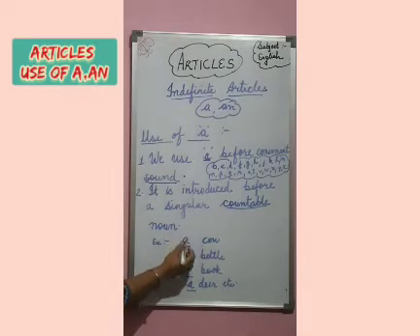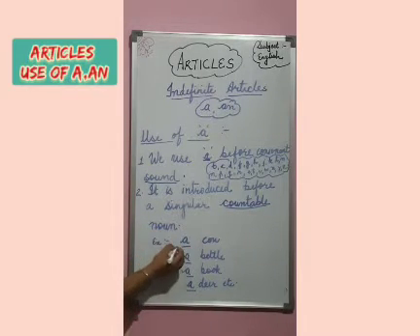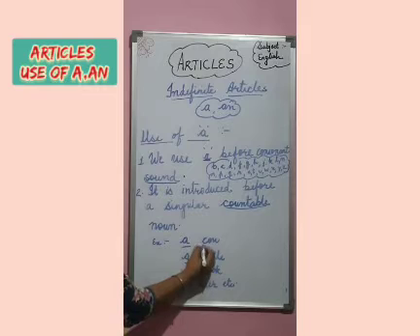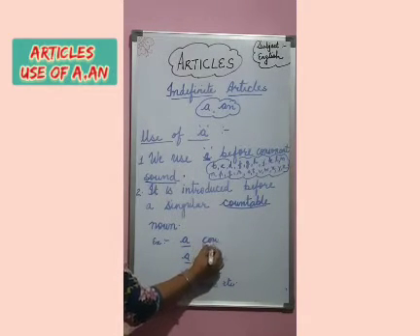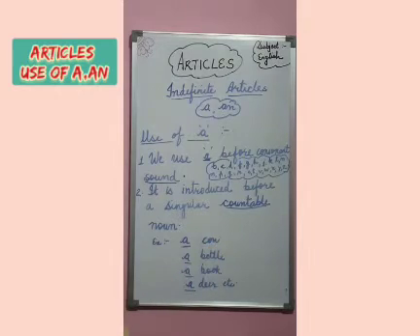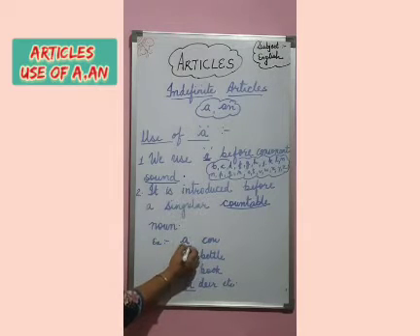Now what is the rule to put a or an? A is always put before a consonant sound. So here let's speak this word cow. So what is the sound? K. And K is a consonant sound. So what will we write? We will write a before it.